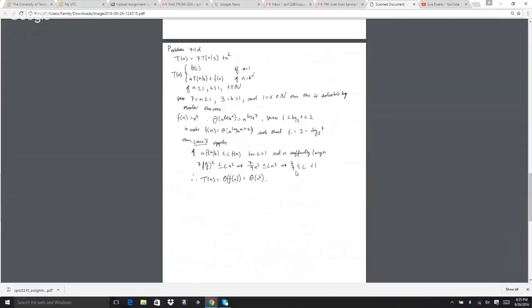7 divided by n is less than, or 7/9 is less than or equal to c, which is less than or equal to 1, which is part of the original statement. Therefore, T of n is theta f of n, which is theta n squared. So again, c is less than 1, but greater than 7/9. So again, this bound is valid.